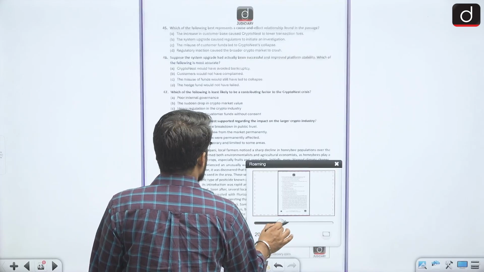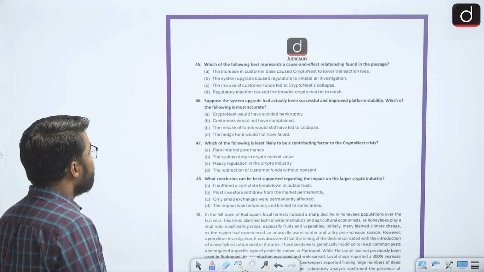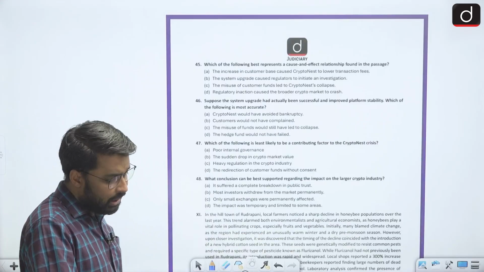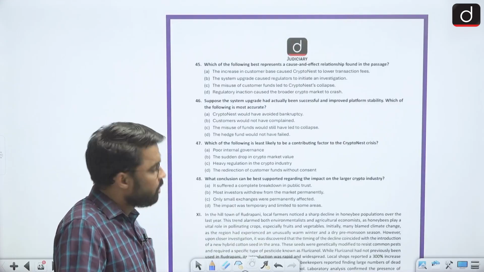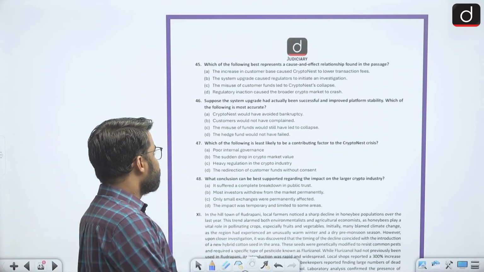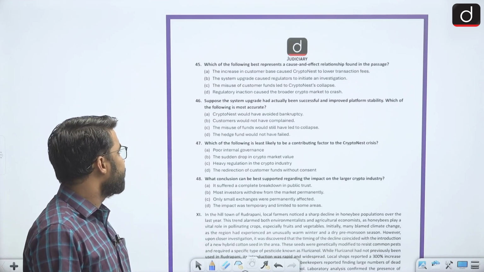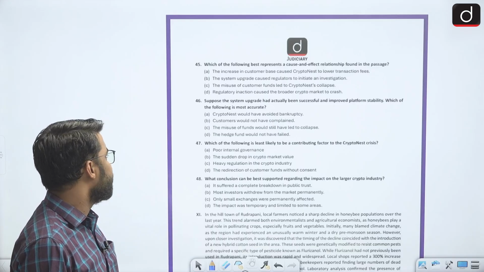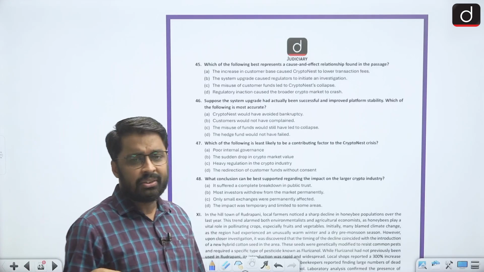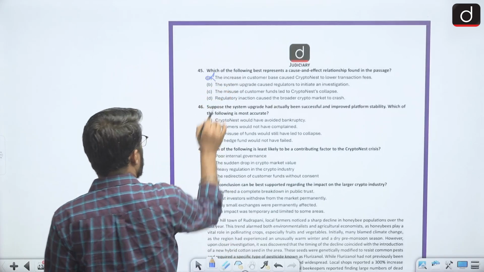Next question. Next question was, which of the following best represents a cause and effect relationship found in the passage? The increase in customer base caused CryptoNest to lower transaction fees. No, they had lower transaction fees, and that's why there was an increase in customers. So the second one is the cause, and the first one is the effect. So this is not cause and effect; this will be effect and cause. So option A will not be correct.